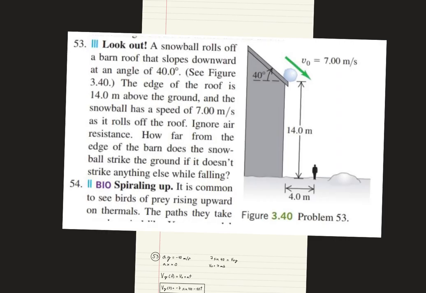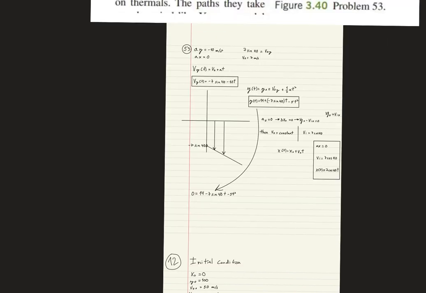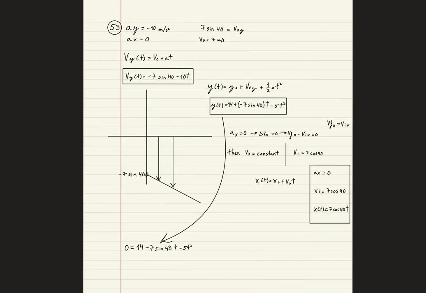And then we have the last question. It says, a snowball rolls off a barn roof that slopes downward at an angle of 40 degrees. The edge of the roof is 14 meters above the ground, and the snowball has a speed of 7 meters per second as it rolls off the roof. Ignore air resistance. How far from the edge of the barn does the snowball strike the ground if it doesn't strike anything else while falling? So we have here our problem.